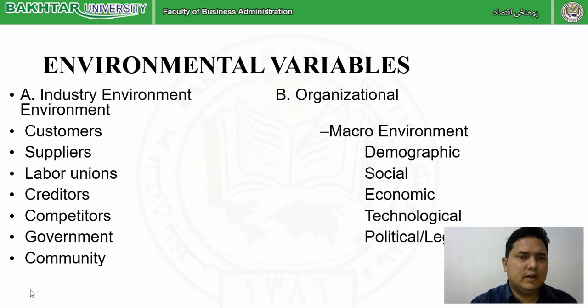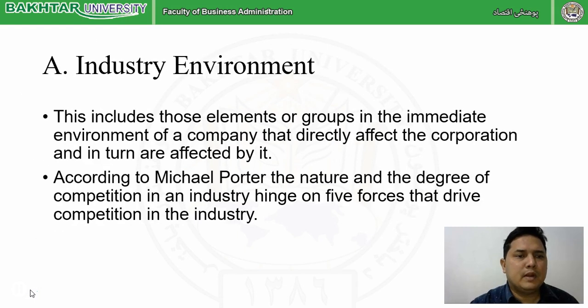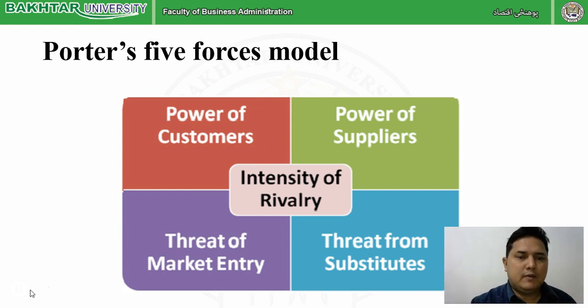The second tool is environmental variance, which can be internal or external. And again, the industry environment. The industry environment includes those elements or groups in the immediate environment of a company that directly affect the corporation. If you remember, in the industry environment there is a gentleman named Michael Porter. He has given a 5-force model. He says these are the 5 forces. We can also put these under the external, micro environment.